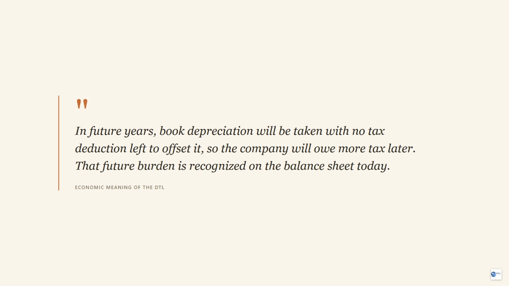Why does this matter economically? In the future, the company will keep taking book depreciation, $200,000 a year, but there is no more tax deduction left to take. So taxable income will run higher than book income in those future years, meaning more cash tax paid. The deferred tax liability is simply that future tax burden, recognized on the balance sheet today instead of being a surprise later.